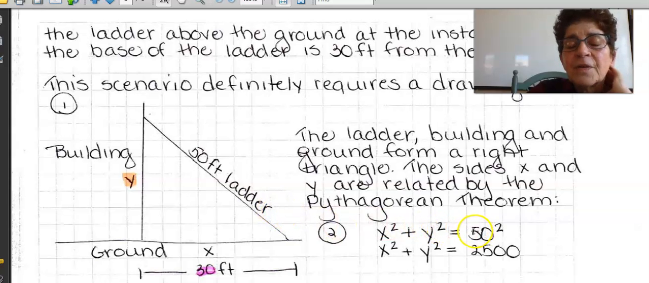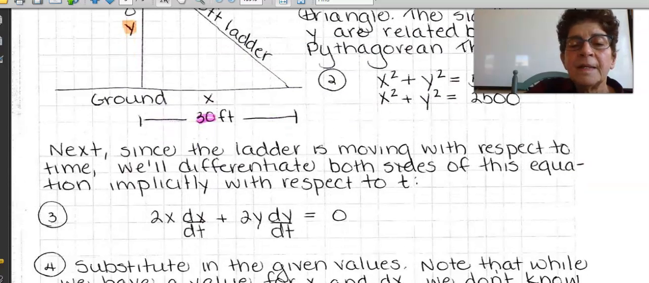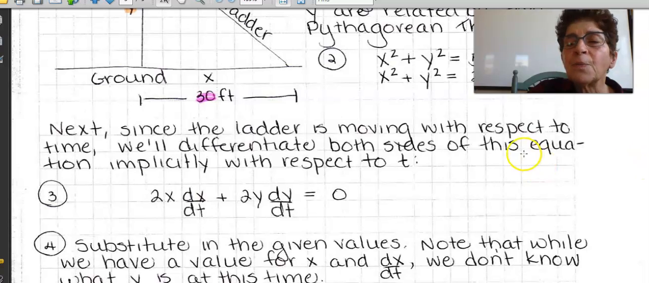You have to remember, this is not going to change. The 50-foot ladder is always going to be 50 feet. So this is the relationship of the three sides of the triangle: x squared plus y squared is 2,500. Next, we have to come up with an equation that relates the rates of change of these quantities.